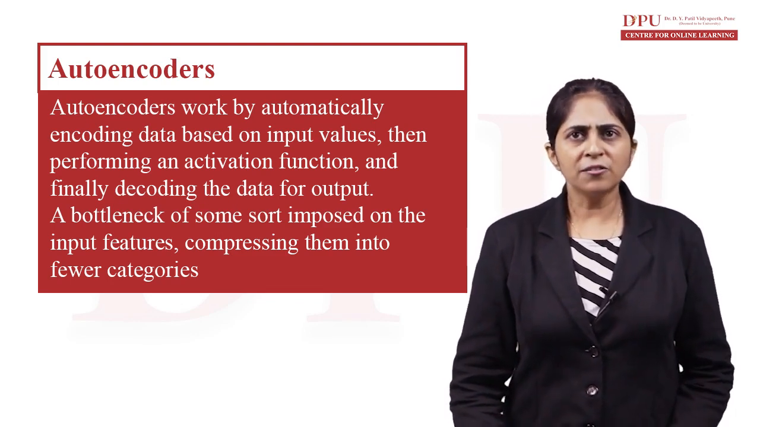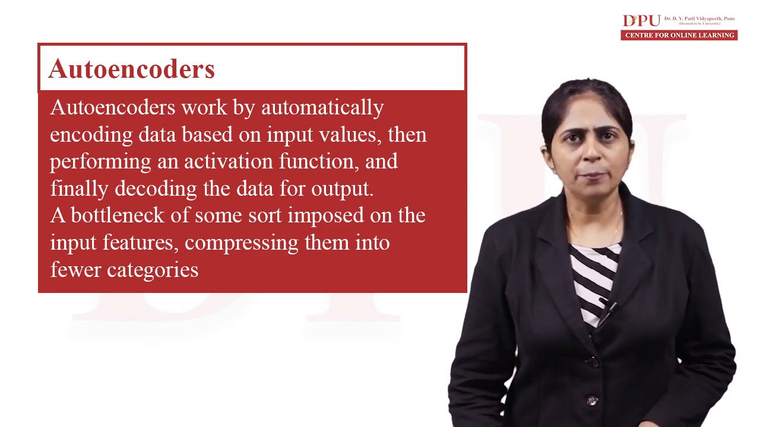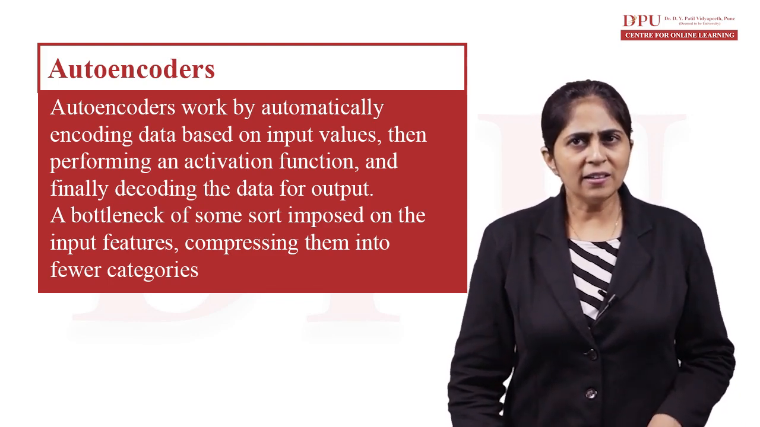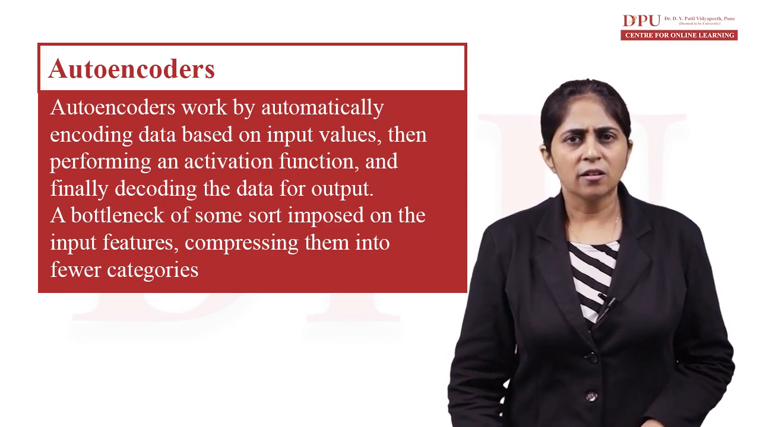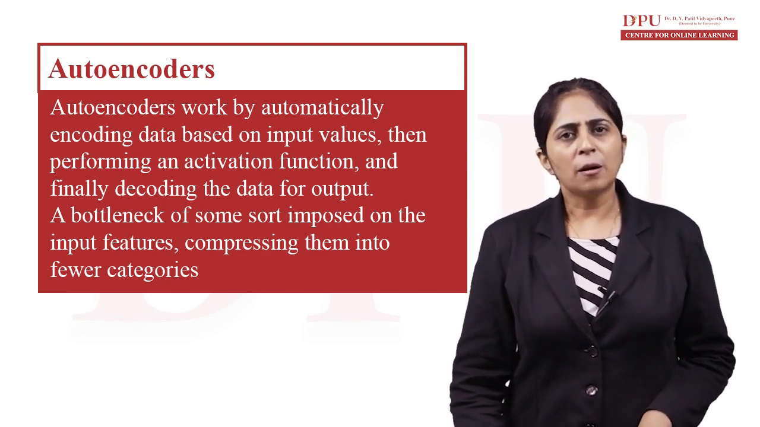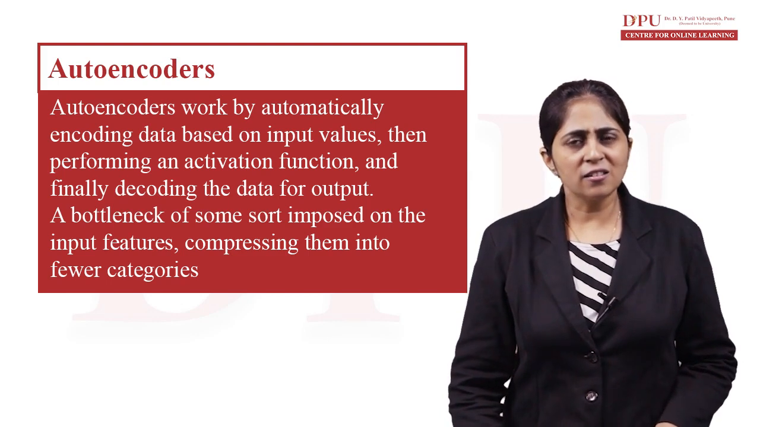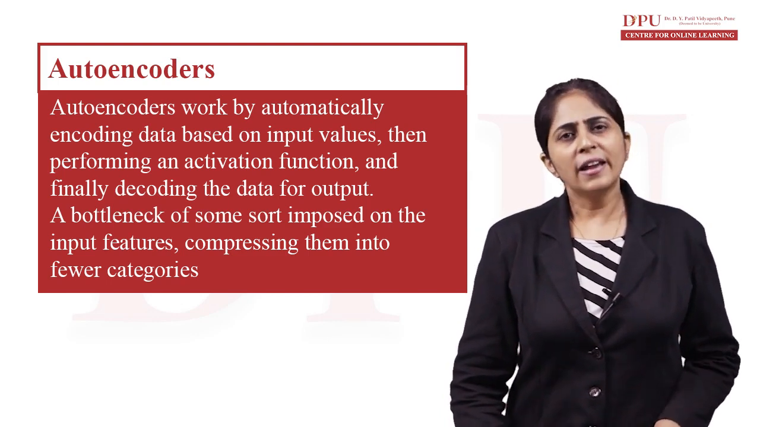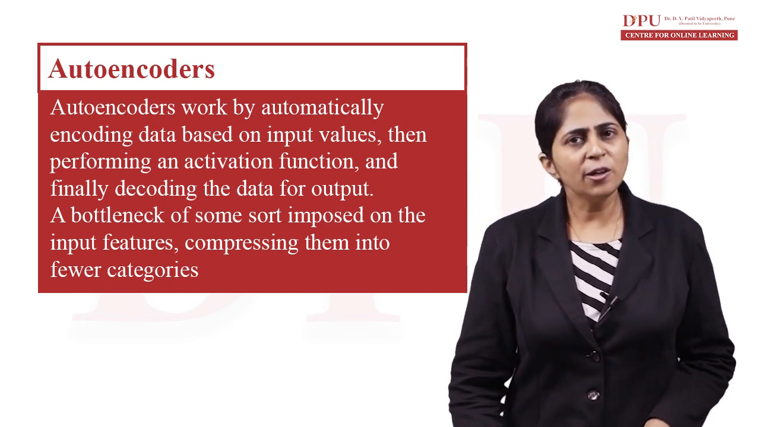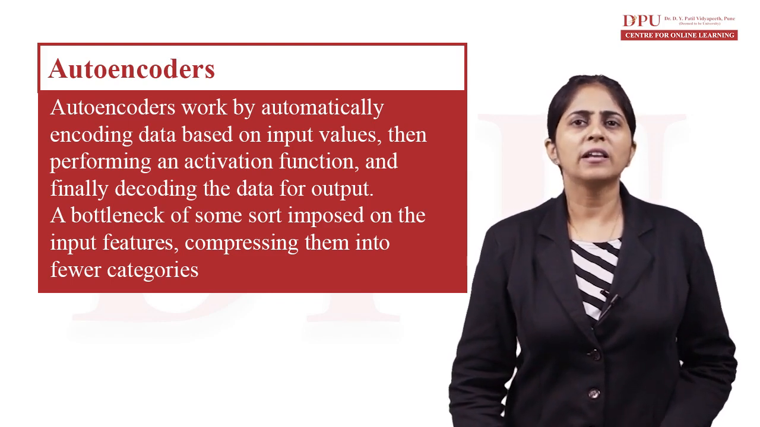A bottleneck of some sort is imposed on the input values, compressing them into fewer categories. So if some inherent structure exists within the data, the autoencoder model will identify and leverage it to get the output.